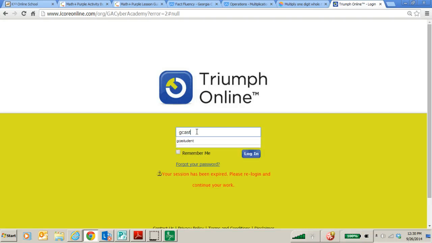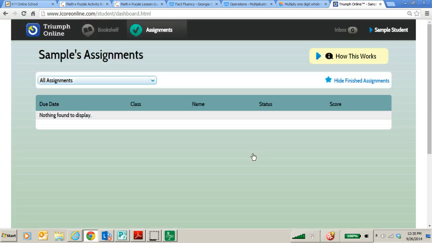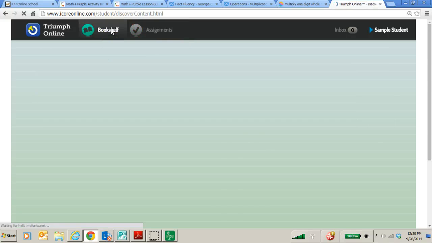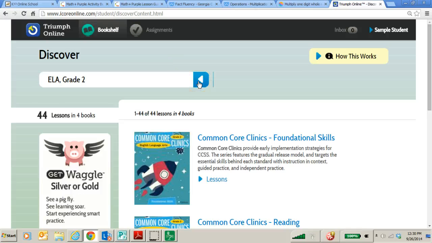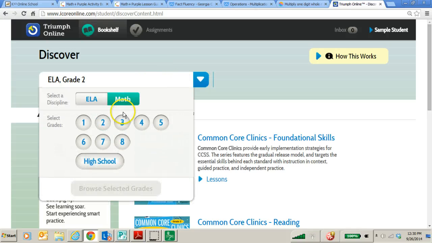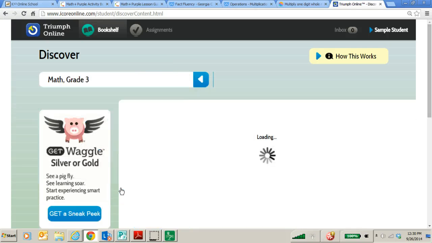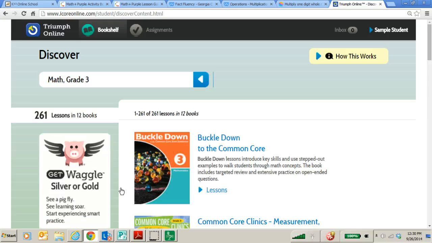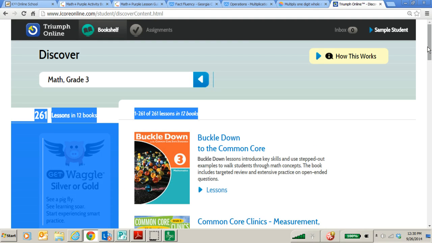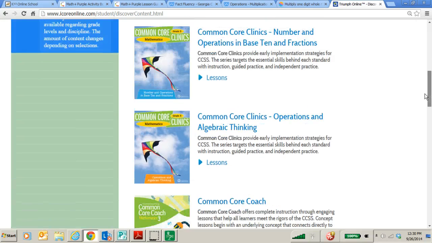And so I'm going to log in as a generic student really quickly just to show you what you can access as a student and learning coach. You will type in the student's ID number and then GCA, and then go to this bookshelf feature. When you're at the bookshelf feature, click on math and then third grade, and then browse the selected grades. From here, you're going to have access to all of these different books.